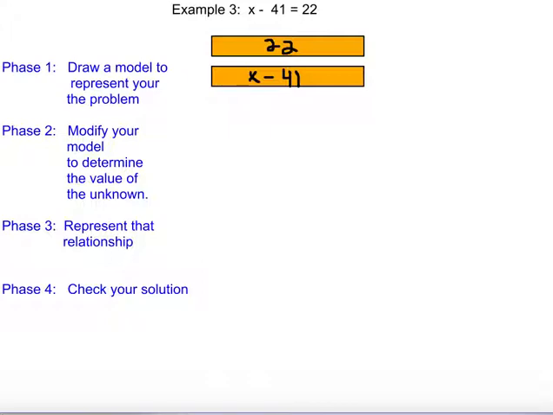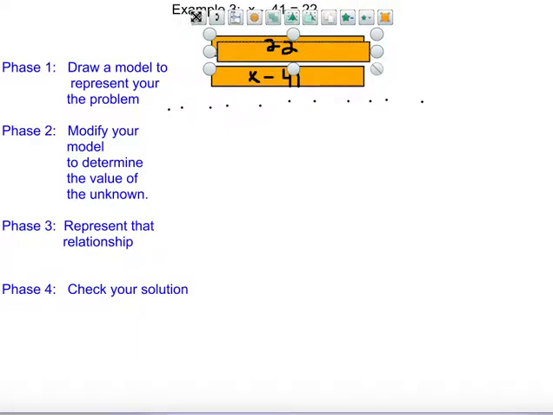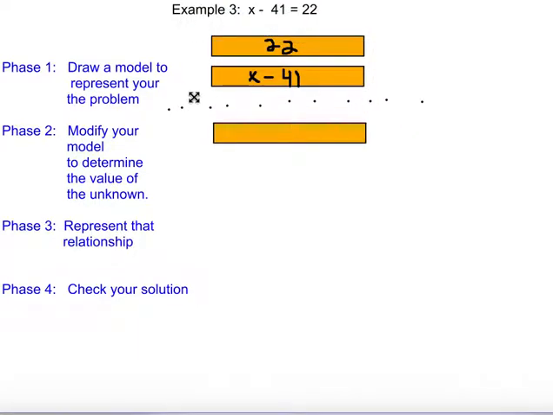Now, what we're going to do at this point is make a dotted line and go down to our second phase, where we begin modifying this model. So now let's duplicate our bar, which we know has a value of 22, so we will not need to write that in there, at least not yet. And we'll make another bar, but we will write x minus 41 inside of this one. We know x minus 41 is our expression and is supposed to have a value of 22.